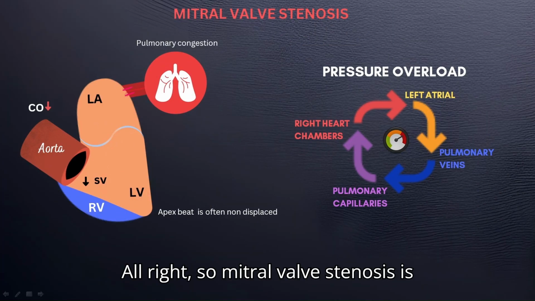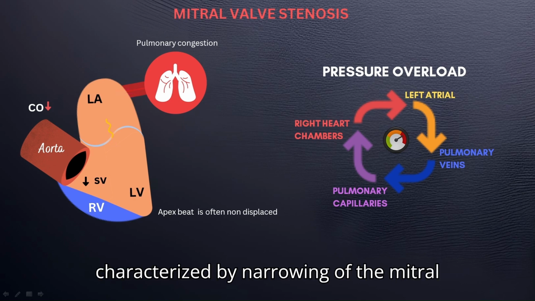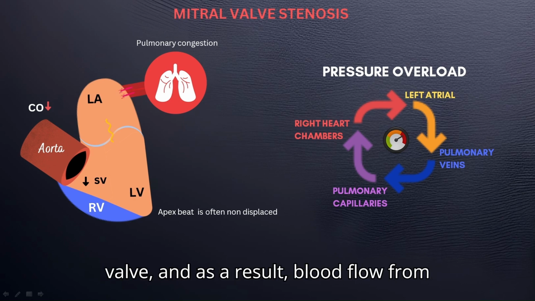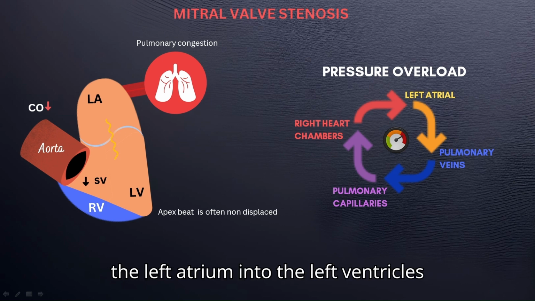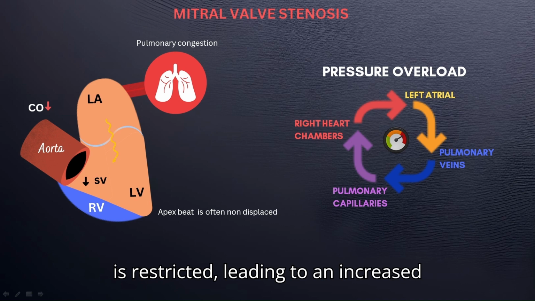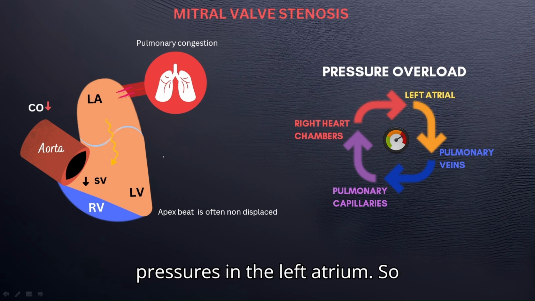Alright, so mitral valve stenosis is characterized by narrowing of the mitral valve, and as a result, blood flow from the left atrium into the left ventricle is restricted, leading to increased pressure in the left atrium.